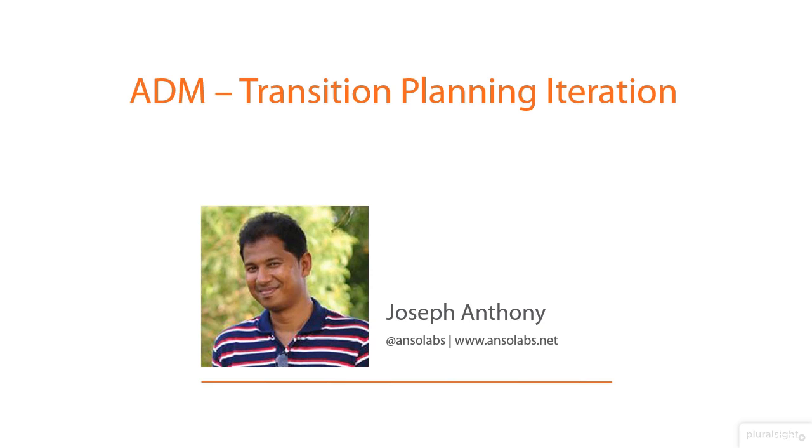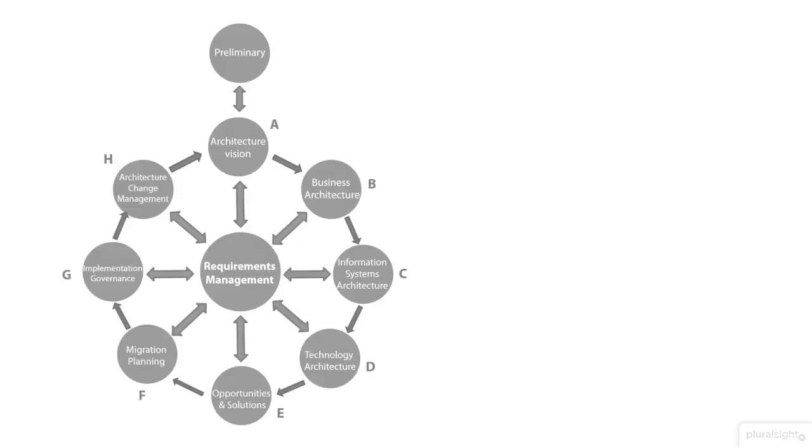In this module, we are going to cover the transition planning iteration of the TOGAF architecture development method. Transition planning iteration is where the methodology advises us to really get serious about implementation concerns and considerations, and guides us to arrive at context-specific approaches that deliver the best outcomes for the organization. The iteration itself is composed of two phases.